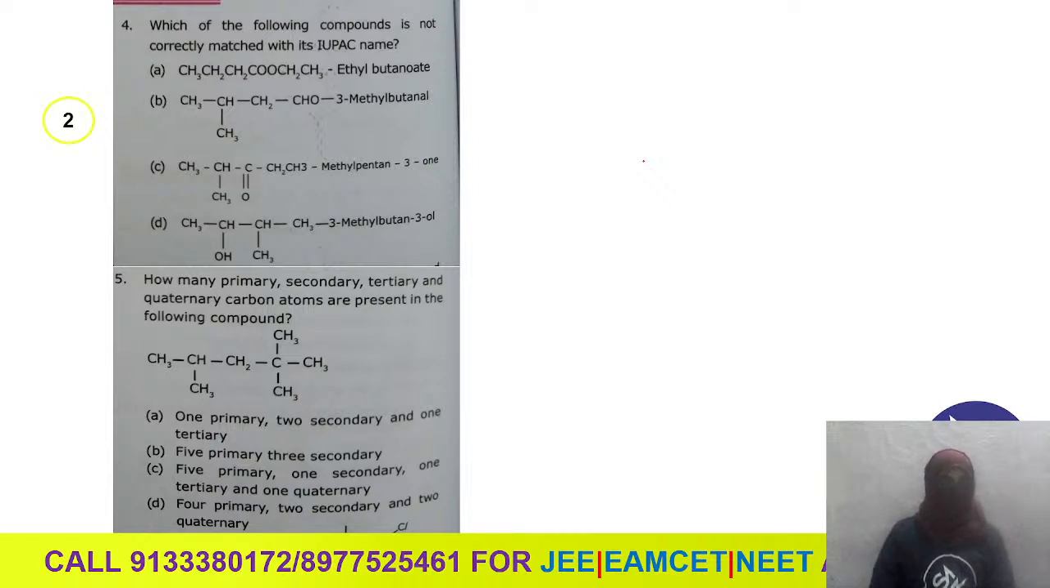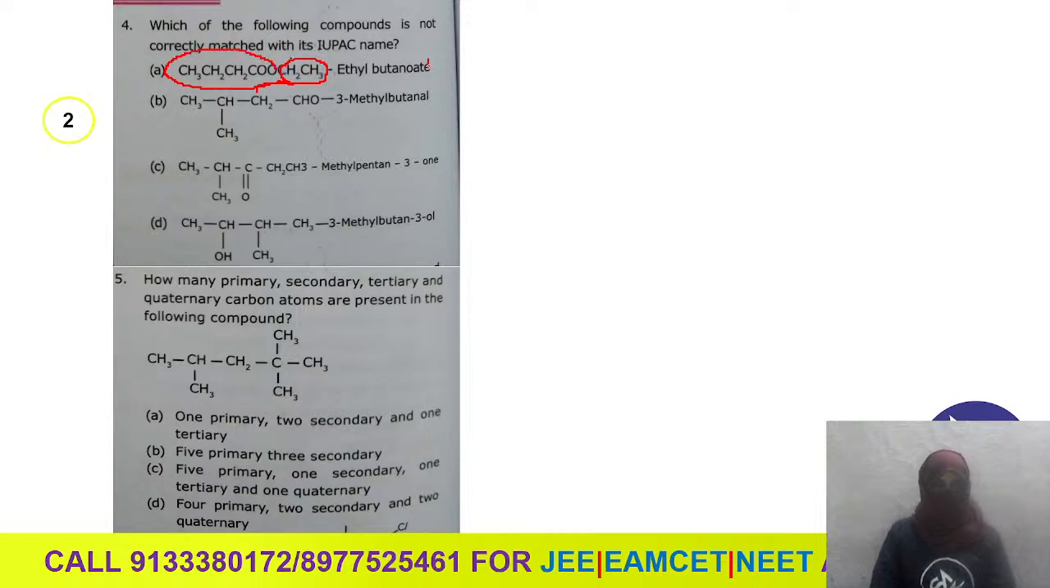Will you answer me or shall I? What is the correct IUPAC name? Which one is not correctly matched with the IUPAC name? Let us just check. I told you these are called esters. The ester name is given separately as ethyl, and this is in the form of oate. This is butanoate, ethyl butanoate.